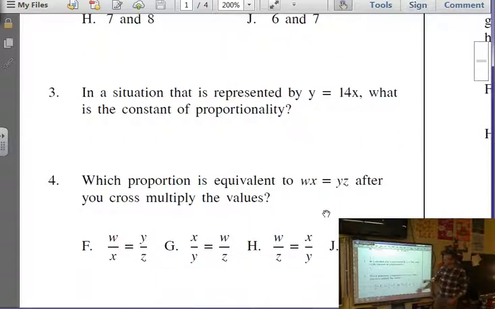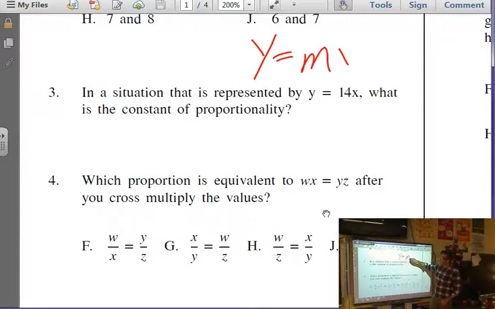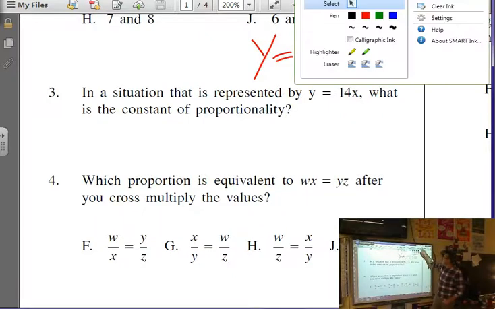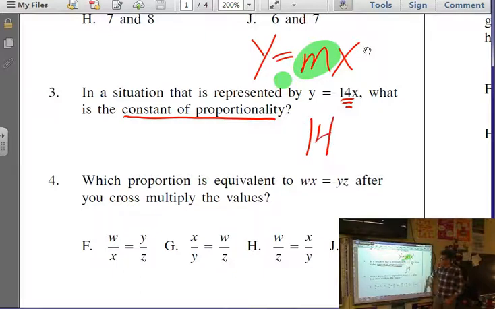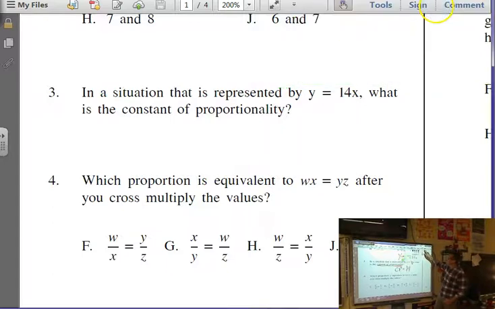In number 3, we have a situation represented by y equals 14x. Guys, we use this equation a lot in the y equals mx form. This m is our multiplier. So that's why we use the value m, but it is technically called the constant of proportionality, which comes back in a later question asking what this value is. But when we look for the constant of proportionality, here it is just 14. It is the value that multiplies by the x. So you could notate here that your constant of proportionality is just 14.